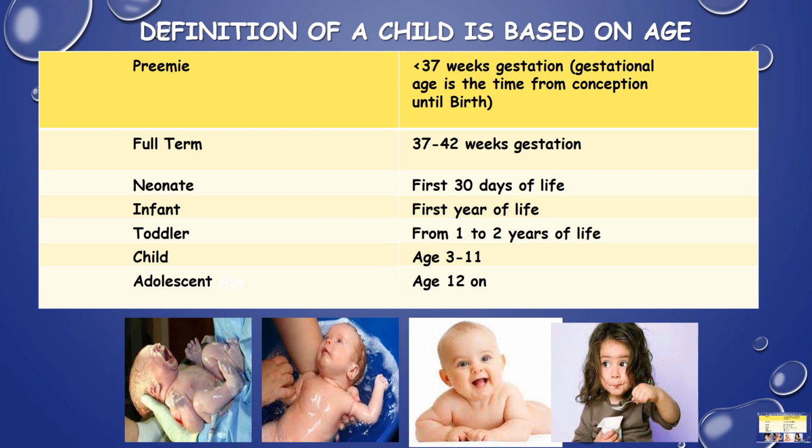Let's see how we classify children by age. Preemie: this period covers under 37 weeks gestation. Gestational age is the time from conception until birth. Full term: this period is from 37 to 42 weeks gestation. Neonate covers the first 30 days of life. Infant, first year of life. Toddler, from 1 to 2 years of life, child, age from 3 to 11, and adolescent, age 12 on, commonly from 12 to 16.